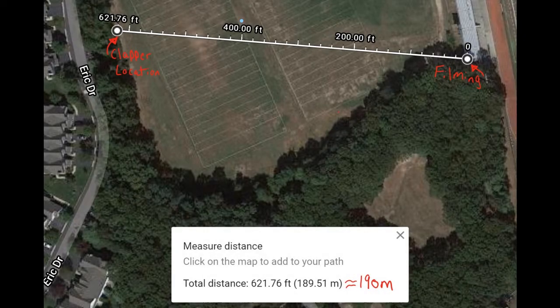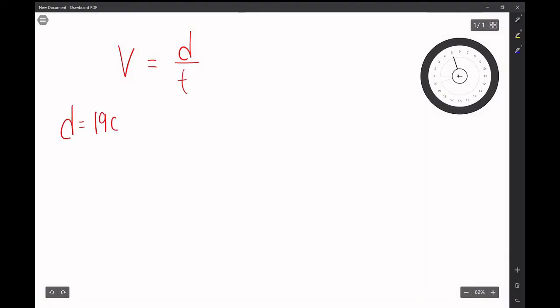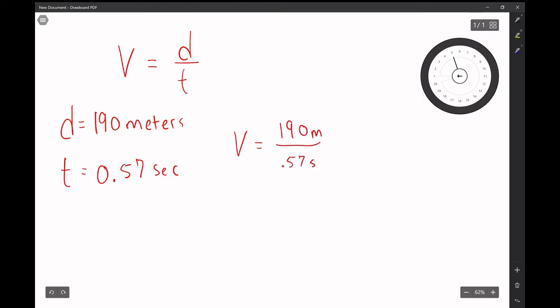So, after finding our time, we can find our distance on Google Earth, and I got about 190 meters is how far away I was standing. Then we could take some of our variables and plug them in to v equals d over t to find our velocity, and I got 190 meters divided by 0.57 seconds, which is 333 meters per second.